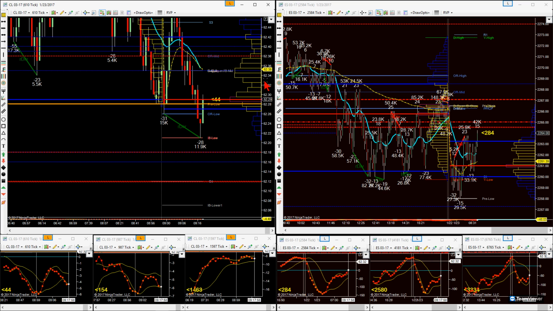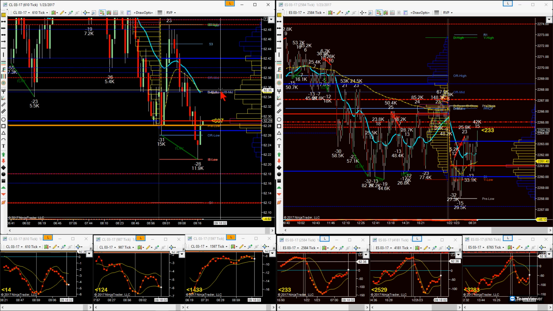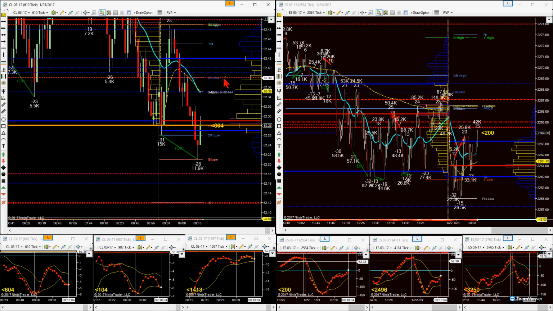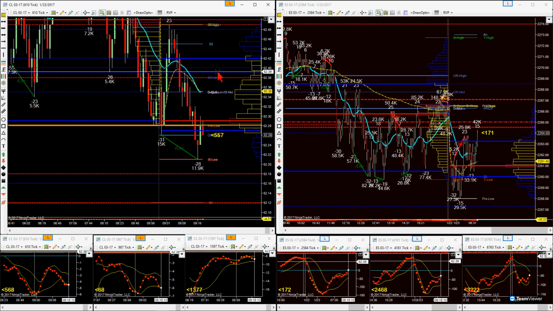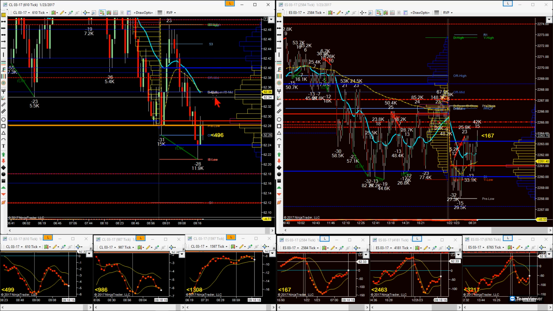Again, you know what? I shouldn't say that. I think actually, this VPOC that I can't figure out where it came from, right now it's sitting on top of opening range mid. Opening range mid is an area that matters to us.